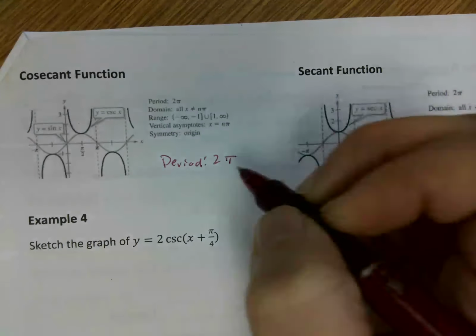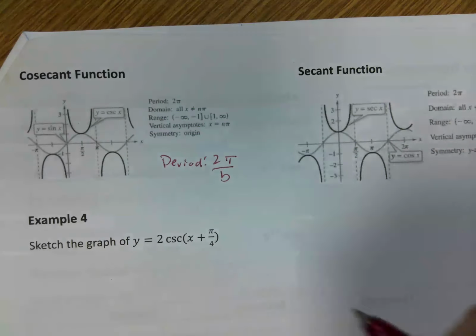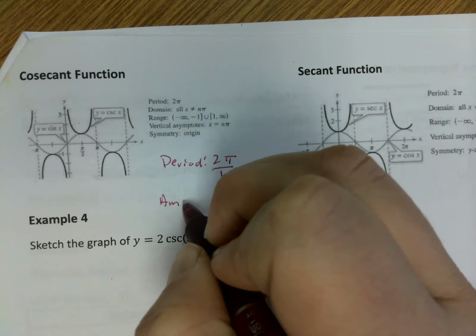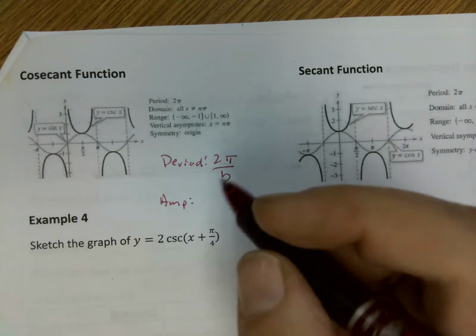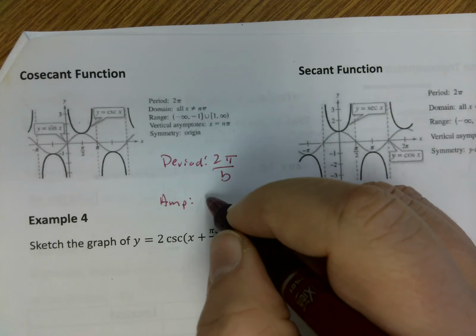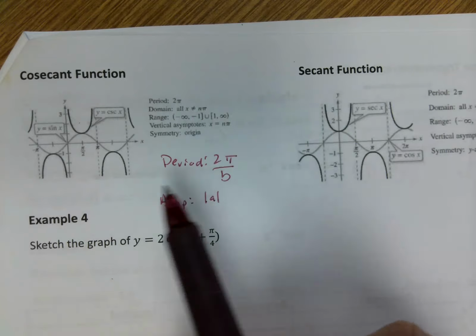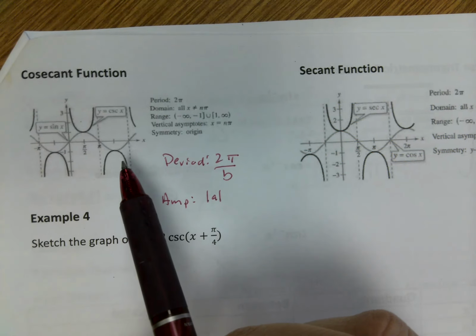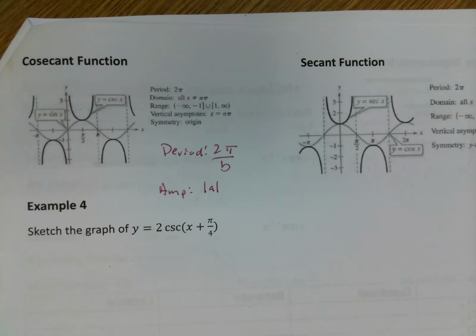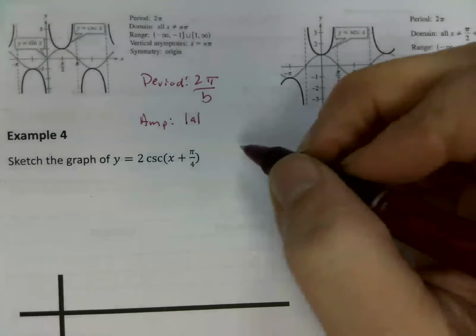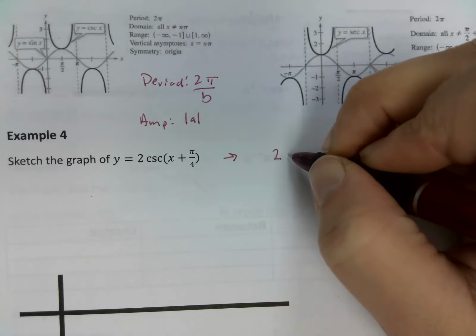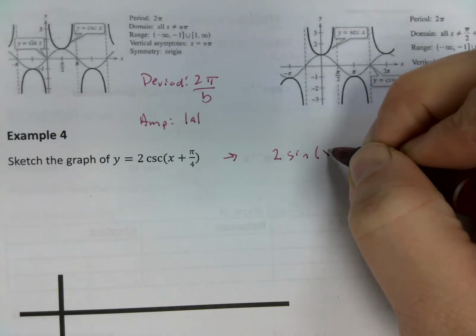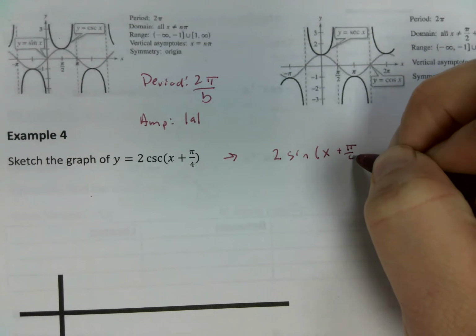And if we're looking for this, this is always going to be divided by b. And our amplitude, in this case, I say amplitude because I'm talking about my sine and cosine, is still going to be looking at our absolute value of a, because this is important for where our relative max and our relative min are located. So this first one, first I'm going to translate this into what it would look like if it was sine. So 1 sine x plus pi over 4.